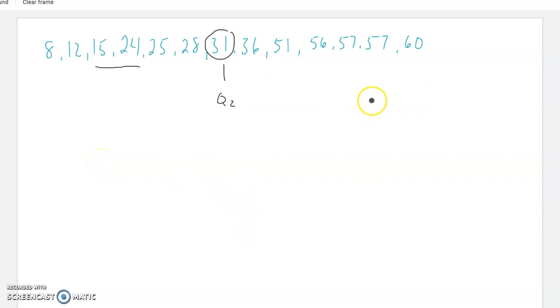So again, I'm going to go ahead and do this. Let's do it over here. Let's do 15 plus 24, and that's going to equal 39, and then we divide that by 2. That's going to be 19.5. All right, so this is 19.5, which is Q1.